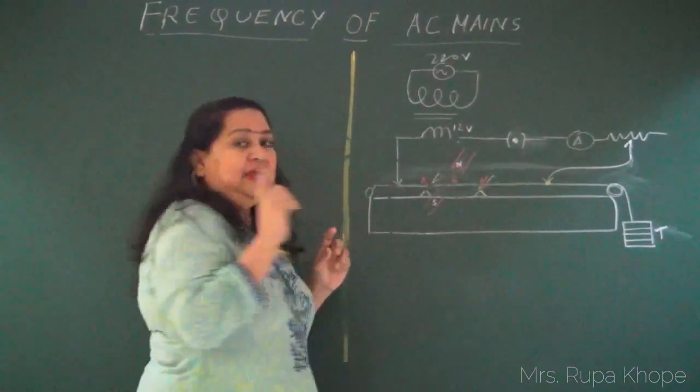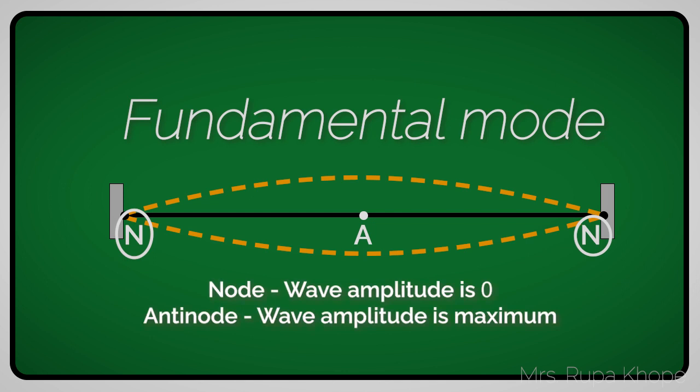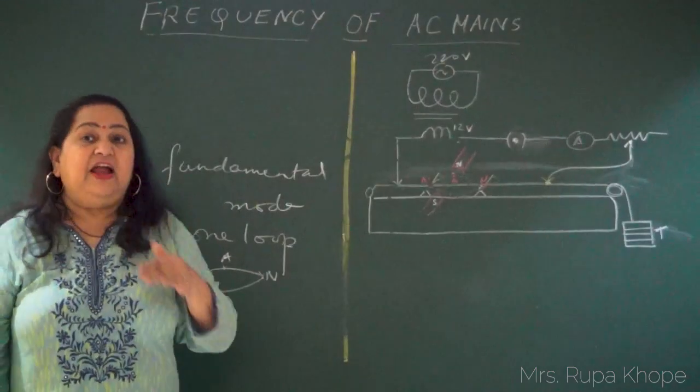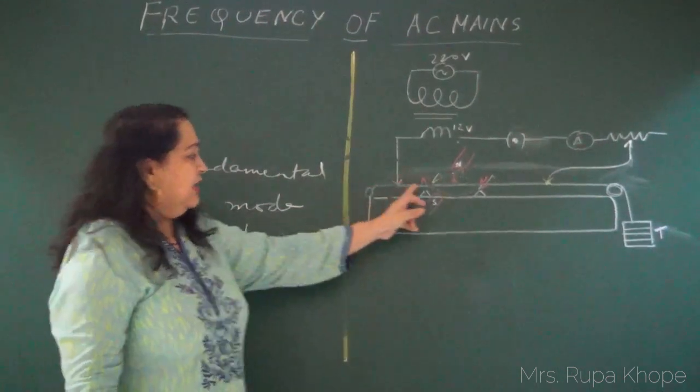like this, that time it is called the fundamental mode of vibration. You get one loop. These points are nodes and this in the middle is the antinode. So near the antinode we have kept the paper rider. So this is what we get, the resonating length.